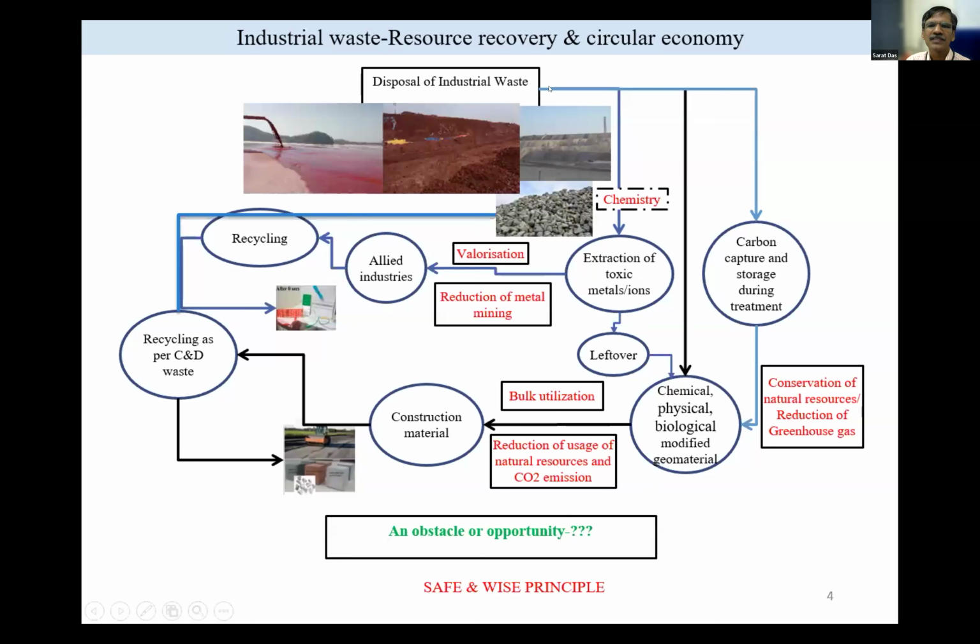So now, the ideal process should be to extract these metals by the metallurgist or with the help of other multidisciplinary experts, to make our product suitable for construction, and again we can recycle it. If we cannot do anything, we can return back to mother earth the material which is no more toxic. This we can say is a safe and wise principle.